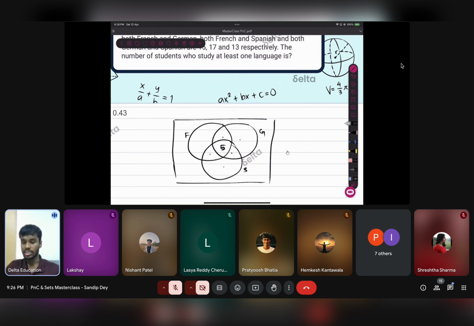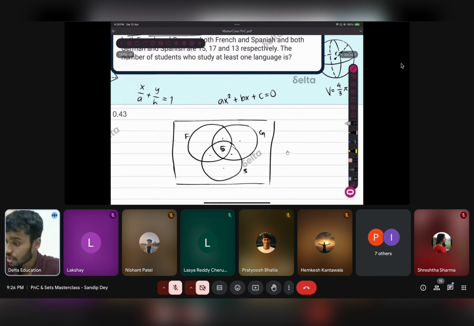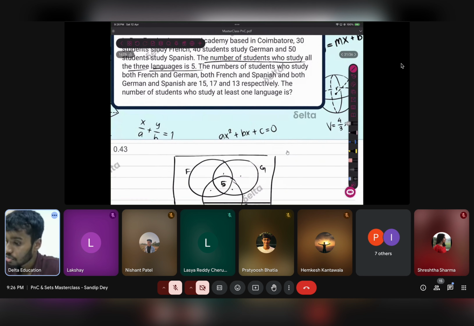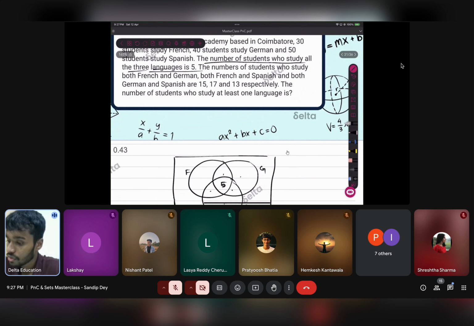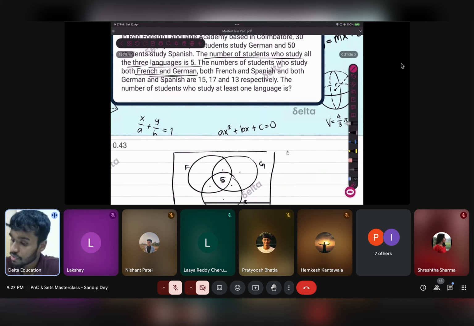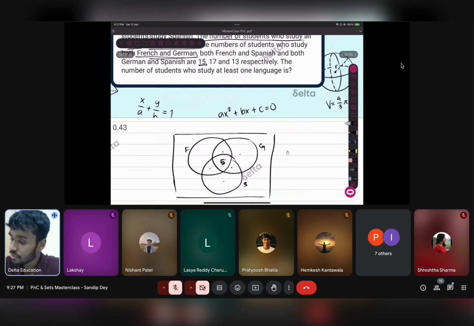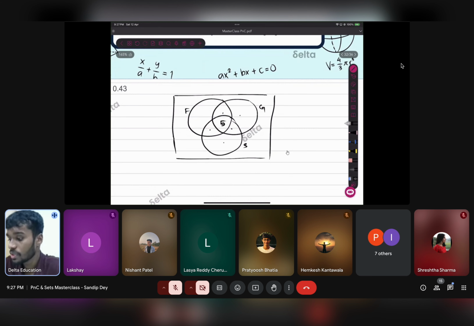But it also depends on different questions. For different questions, you may have to apply different ways to get the Venn diagram. But yeah, now we have the students who study both French and German. 15 students study both French and German, out of which I have already placed 5.